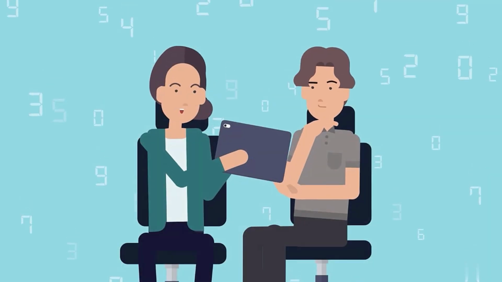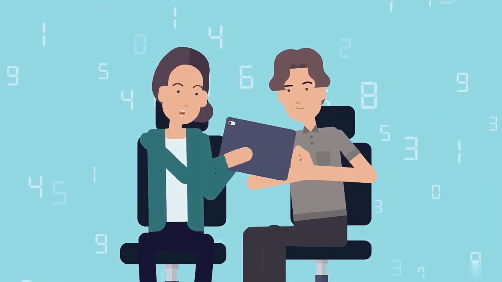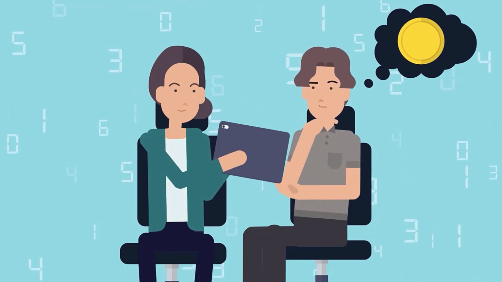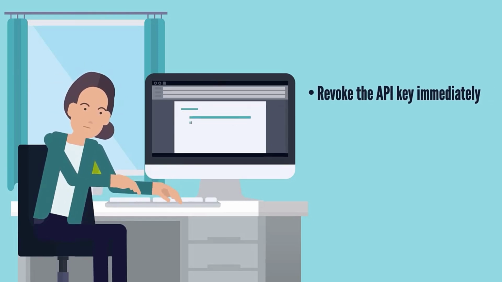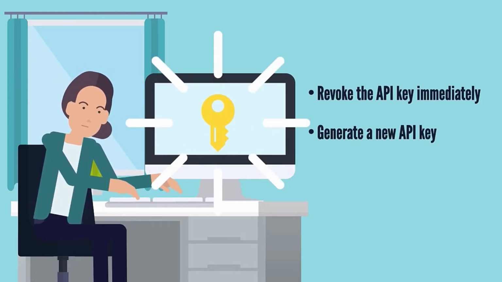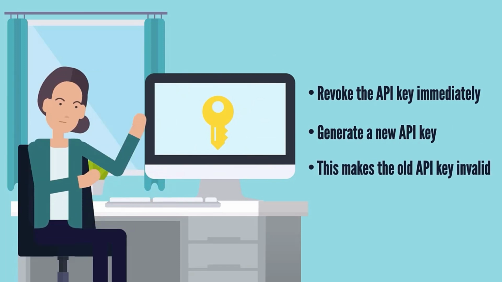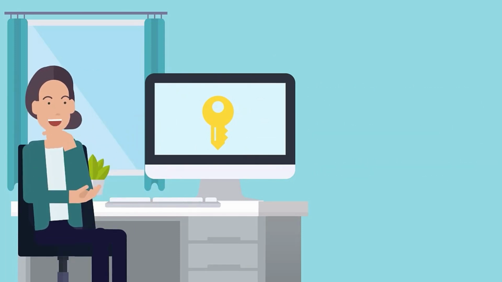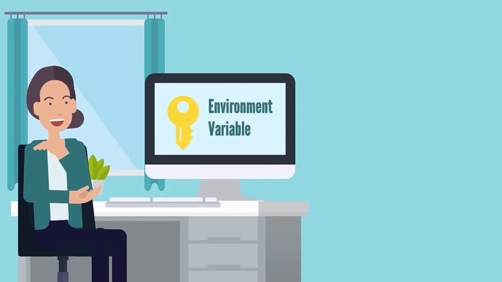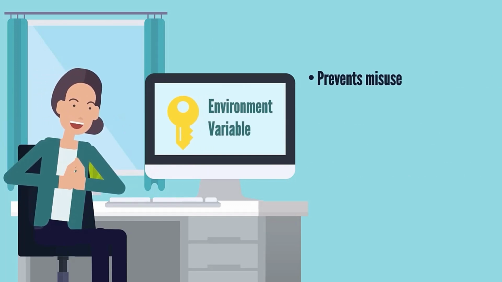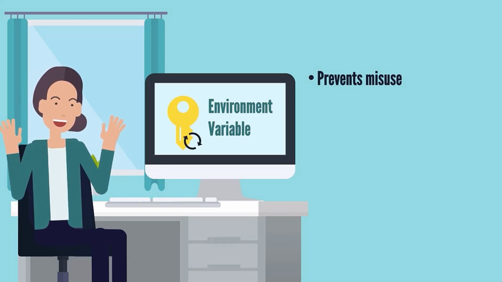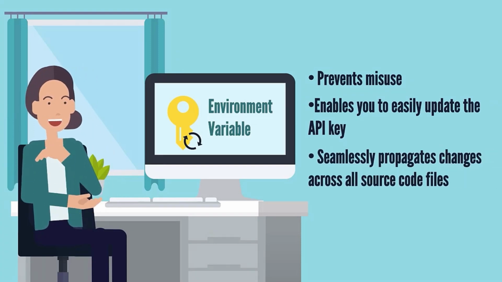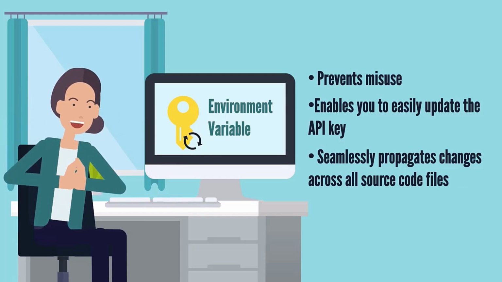By providing your API key to others, you make it possible for them to spend the tokens you are paying for. If you notice abnormal behavior that doesn't match your token usage, revoke the API key immediately and generate a new one. Doing so makes the old API key invalid. Setting the API key as an environment variable and ensuring its confidentiality can prevent this. Moreover, storing the API key as an environment variable enables you to update it and seamlessly propagate that change across all source code files, thereby maintaining a clean code.